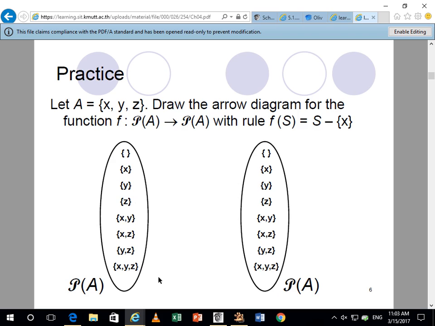So here we have A consisting of three elements, x, y, z. So now the function called f has a domain of the power set of A. So what is the power set of A? Something we covered last class, you may not remember. Power set means all the subsets, all the possible subsets, right? Including the empty set or the null set.